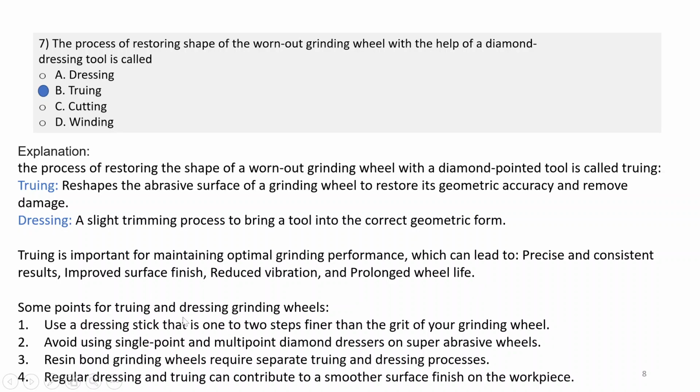Some points for truing and dressing grinding wheels. Use a dressing stick that is 1 to 2 steps finer than the grit of your grinding wheel. Avoid using single point or multi-point diamond dressers on super abrasive wheels. Resin bond grinding wheels require separate truing and dressing processes. Regular dressing and truing can contribute to a smoother surface finish on the workpiece.